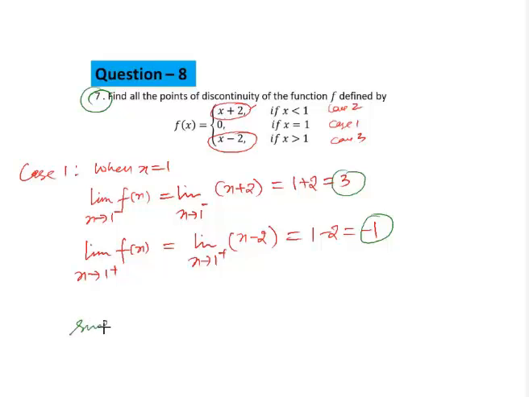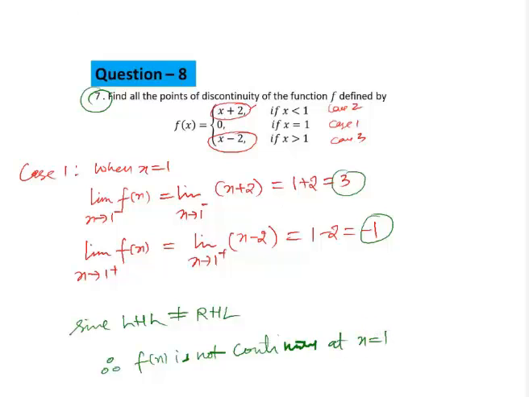Okay, since the left hand limit is not equal to the right hand limit, therefore we can say that f of x is not continuous at x equals 1. Since we have already discussed the definition, right? So f of x is not continuous at x equals 1, and this is the point of discontinuity. So x equals 1 is the point of discontinuity. Now we're going to check for all the values of x which are less than 1. Next case.